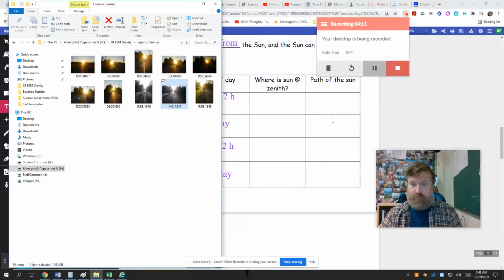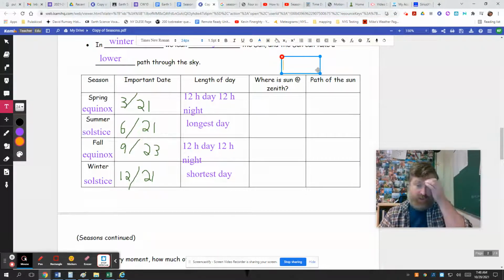So if you've noticed that trying to get into school here, that's great. You're already getting a head start here. The easier ones to do are the equinoxes. Let's start there. The path of the sun.